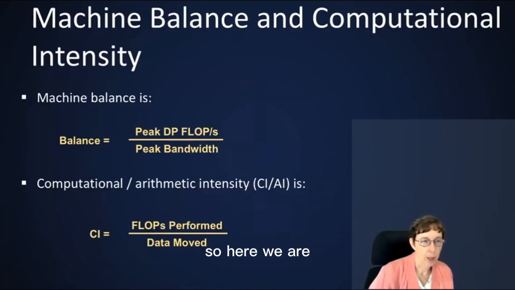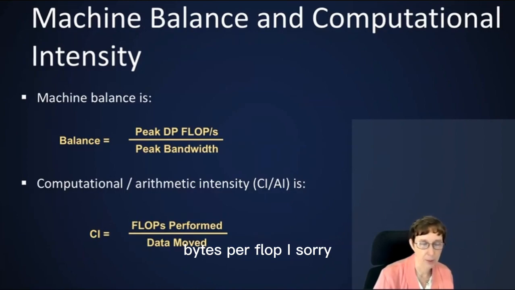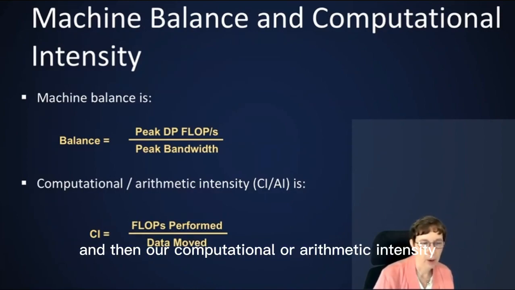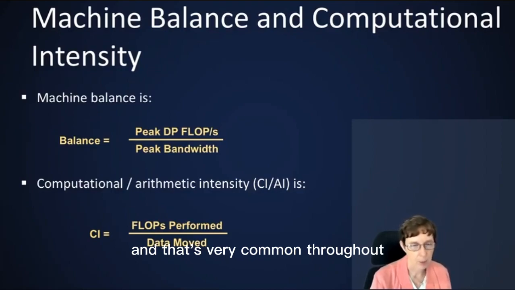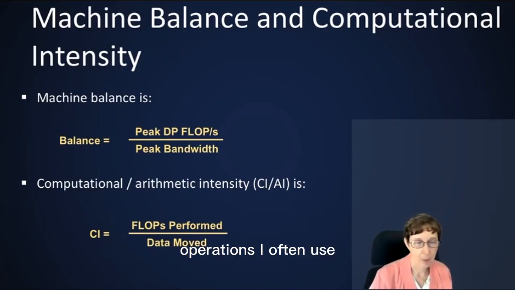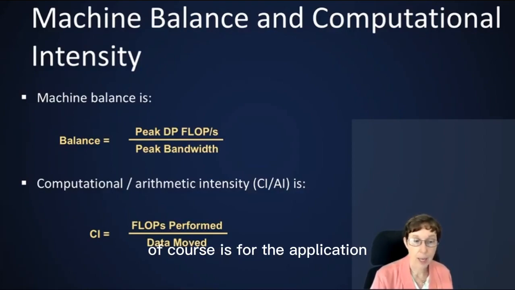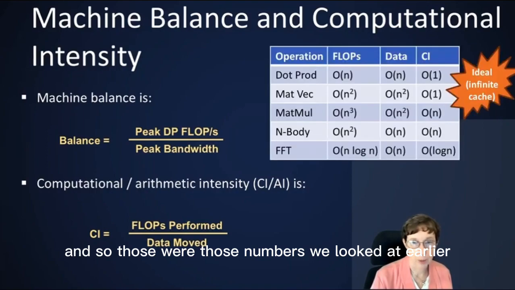Okay, so here we are. Now we've got our machine balance, which is going to be that bytes per flop, flops per byte, and then our computational or arithmetic intensity. In most of Sam's papers, by the way, he uses arithmetic intensity, and that's very common throughout, because I work a lot on genomics applications that don't have any floating point operations. I often use the computational intensity instead. So computational intensity, of course, is for the application, the number of flops performed divided by the amount of data that's moved. And so those were those numbers we looked at earlier.